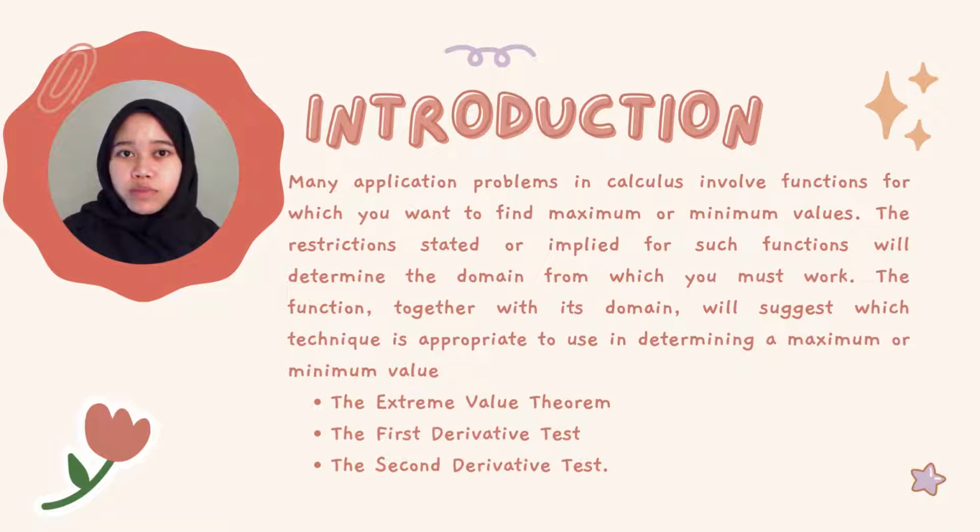Many application problems in calculus involve functions for which you want to find maximum or minimum values. The restrictions stated or implied for such function will determine the domain from which you must work. The function together with its domain will suggest which technique is appropriate to use in determining a maximum or minimum value. There are 3 techniques: the extreme value theorem, the first derivative test, and the second derivative test.